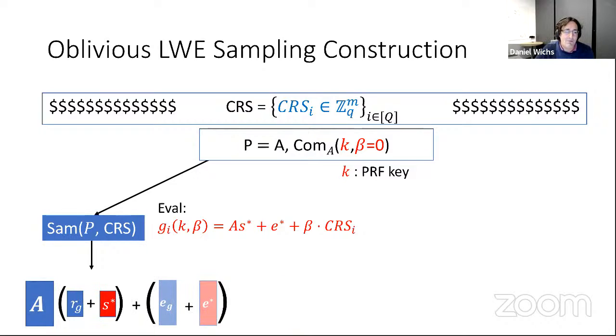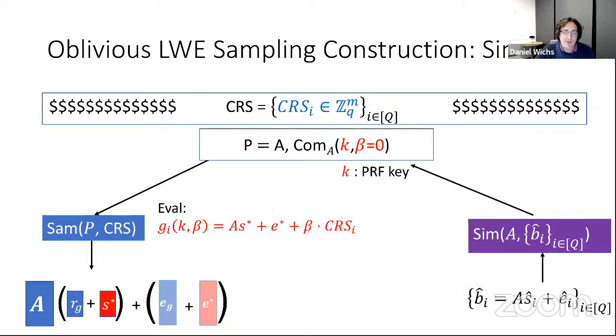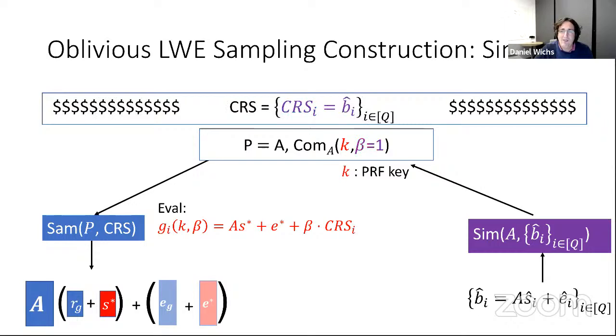So the output of the sampler is this LWE sample that includes this random s star and e star, these pseudorandom values. Now here's how the simulator is going to work. It gets these target values b_i hat, and the simulator is just going to put these values in the CRS and change the bit to beta equals 1.